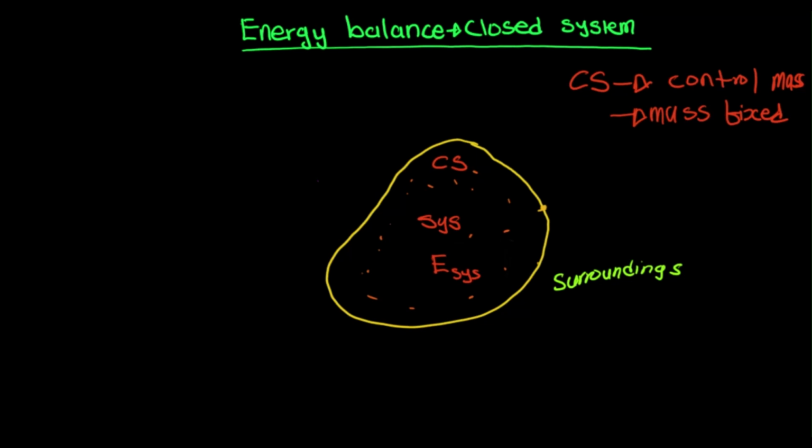A closed system has no mass interaction with the surrounding. However, there is energy interaction. So energy can cross the interface and leave the interface in form of heat. We can call that Q in and call that Q out.